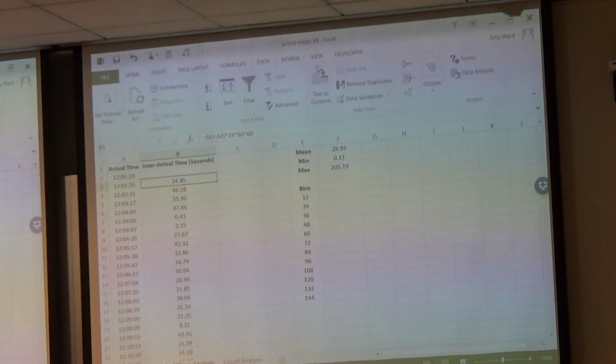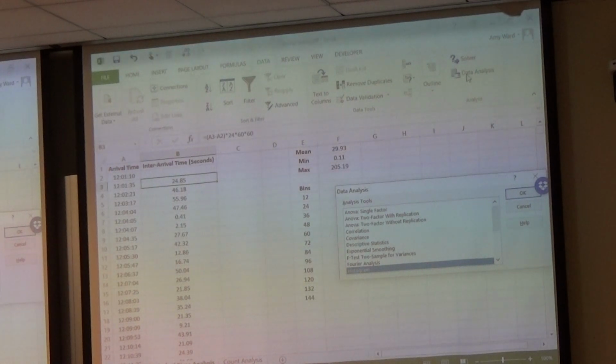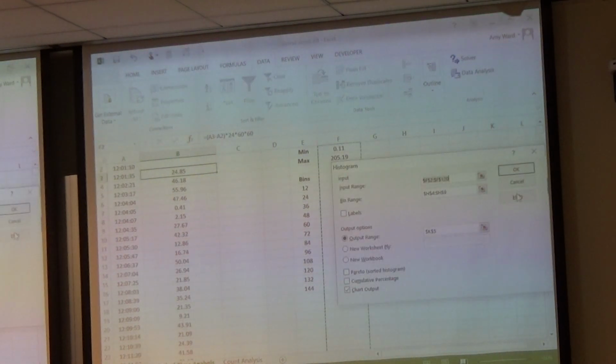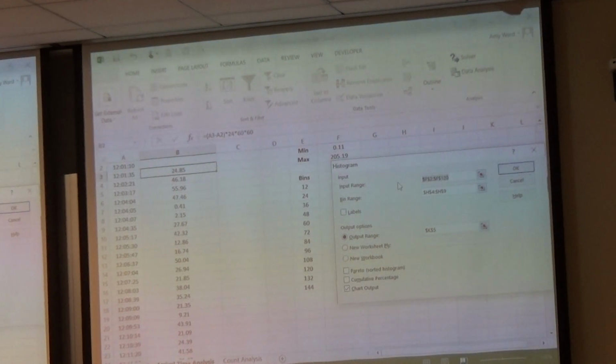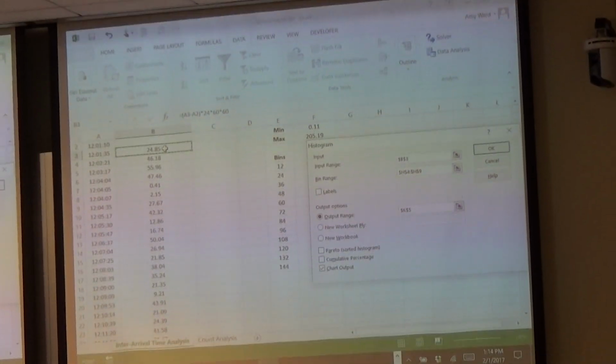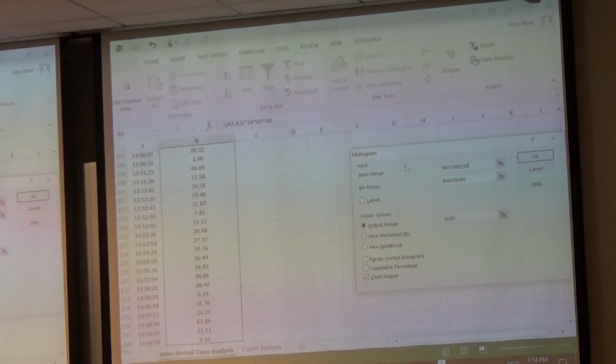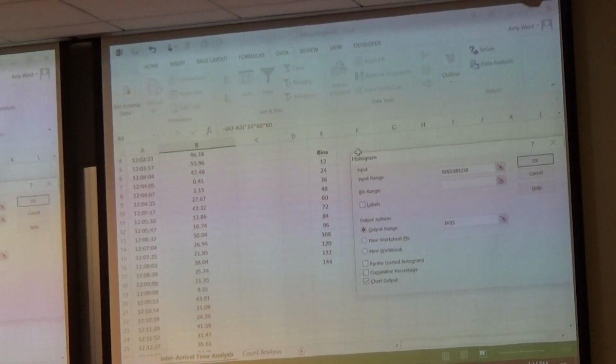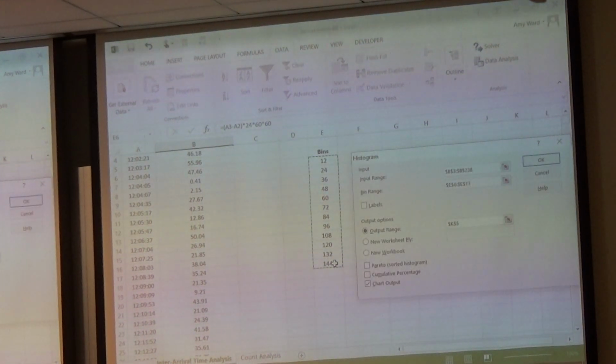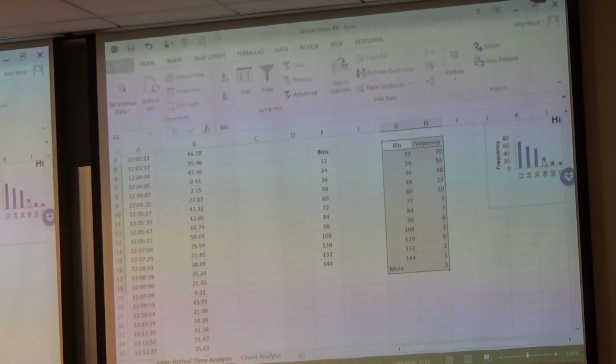We've done a lot of these. So data analysis, histogram. Okay. Input range is these inter-arrival times. Bin range is column E. And output range, let's say like G. And I want the chart output. And I'm going to say okay.